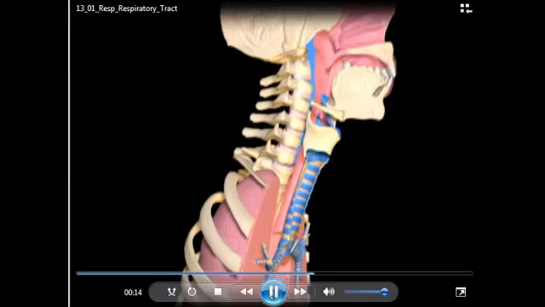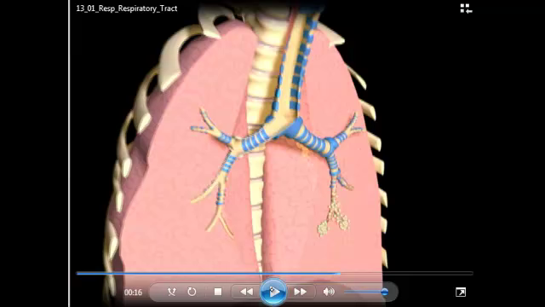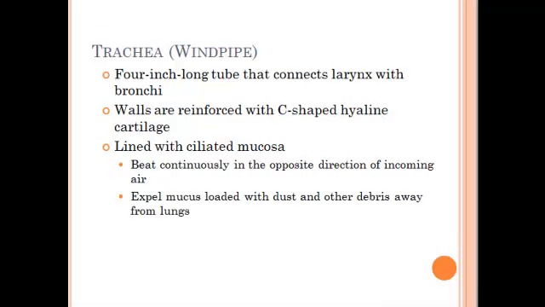We're now going to look at the trachea. So below the larynx, we're now getting down into this area where the air is flowing down through the trachea, which is the main pathway. This one large tube, about 4 inches long, goes from the larynx down into the lungs, into the bronchi. This also has hyaline cartilage, and it has a ciliated mucosa that we already talked about as well.